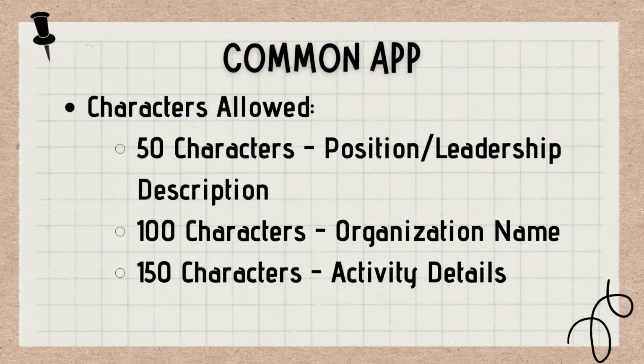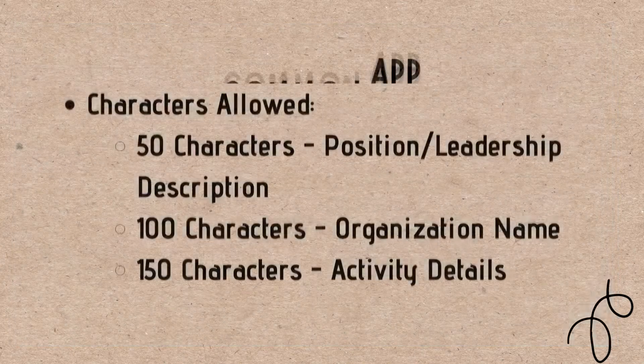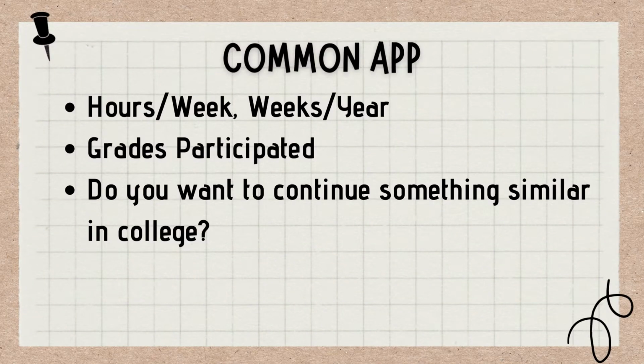And then the Common App has some more rules about how much space you have to write all of this. For the position leadership description, you have 50 characters. For the organization name, you have 100 characters. And for the main description, where you're describing the activities, honors, activity details, and accomplishments, you have 150 characters. And then similarly, you are going to share the number of hours per week you do this, the weeks per year you do this, how long you've been participating in this activity for, and if you want to continue a similar activity at college.